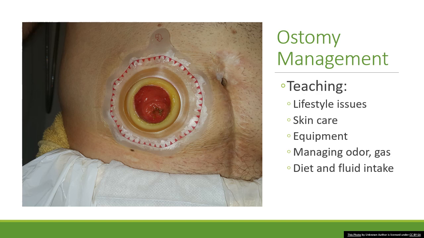If the stoma, so the nice beautiful red part in the middle there, starts to look dusky at all, that is a surgical emergency. That means that it is not getting adequate blood flow, and you need to let the surgeon know immediately.